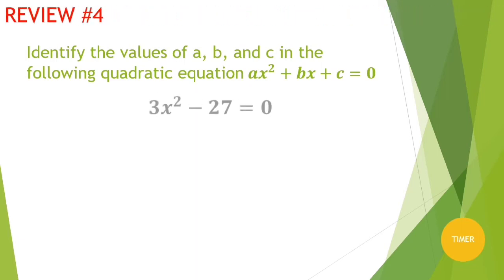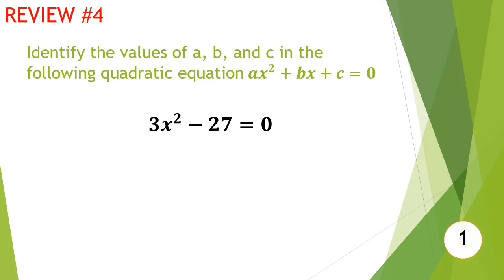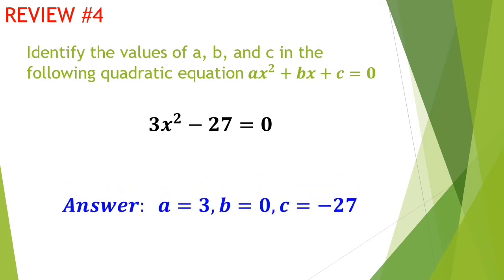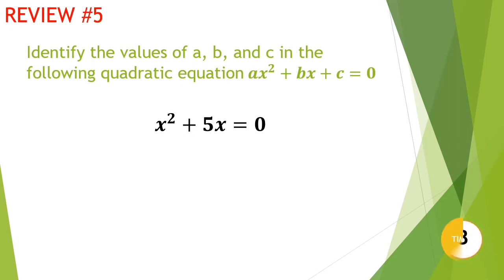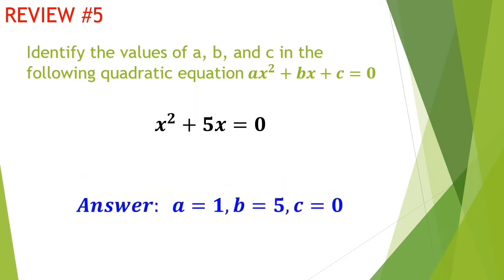Number 4. 3x squared minus 27 is equal to 0. Amazing! A is 3, B is 0, and C is negative 27. Number 5. x squared plus 5x is equal to 0. Perfect! You got it right. A is 1, B is 5, and C is equal to 0.